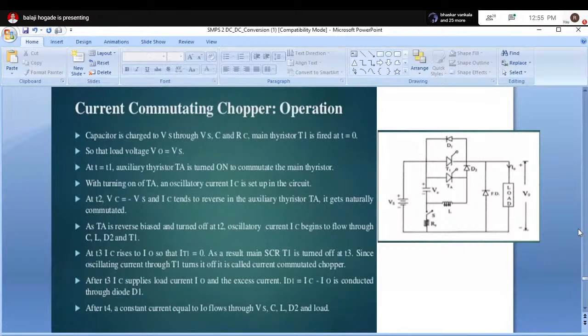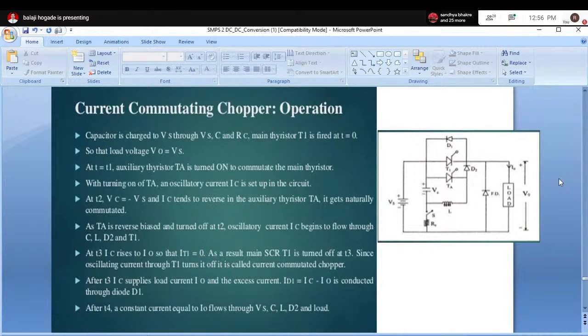What are the two conditions to be satisfied? At least one condition: the current flowing through the SCR must be below the holding current value. The second condition can be that a reverse voltage must be applied across the SCR. So the two conditions are satisfied here. The current will be zero and reverse voltage is applied because of this anti-parallel diode. Therefore, it is called a current commutated chopper.